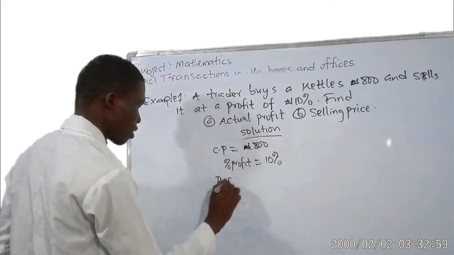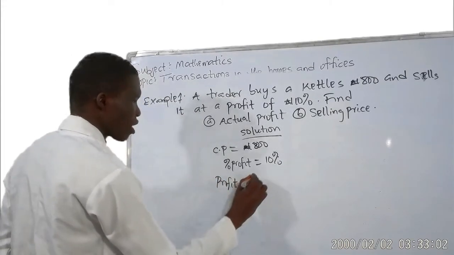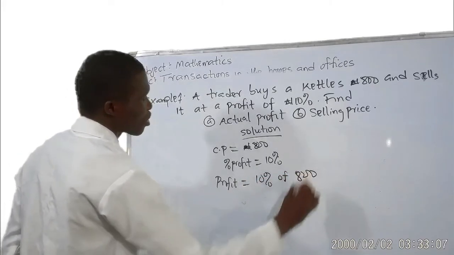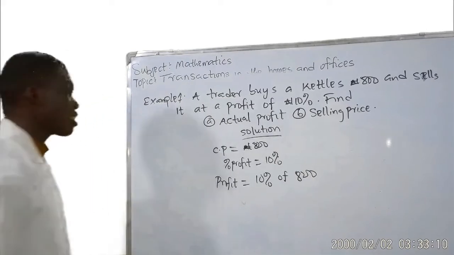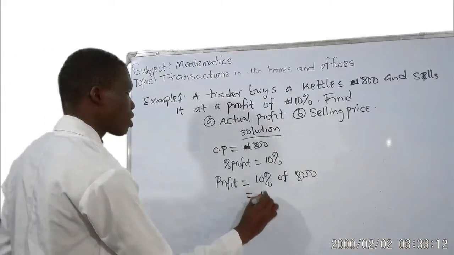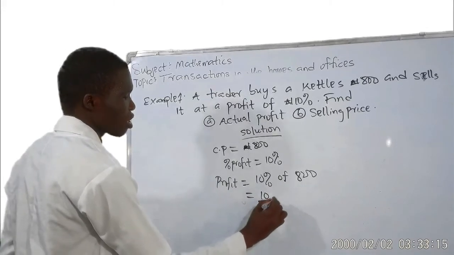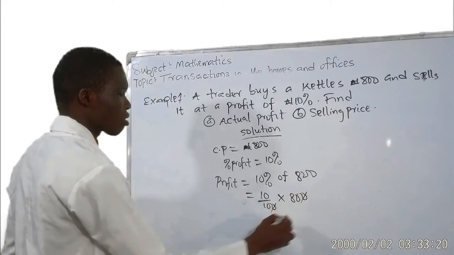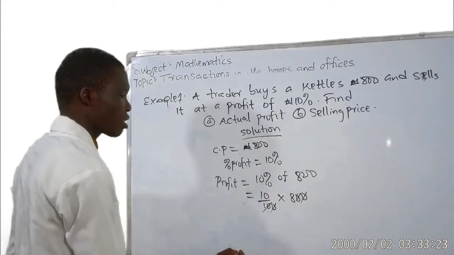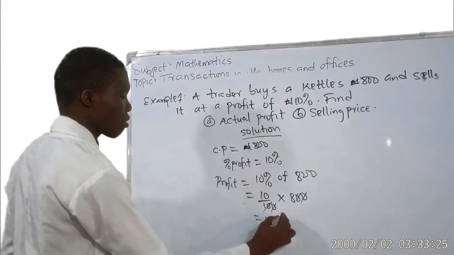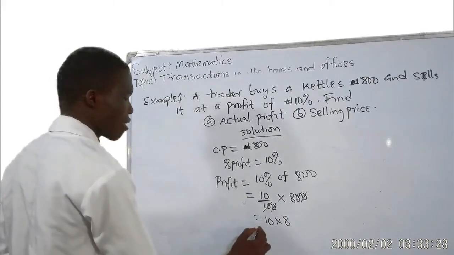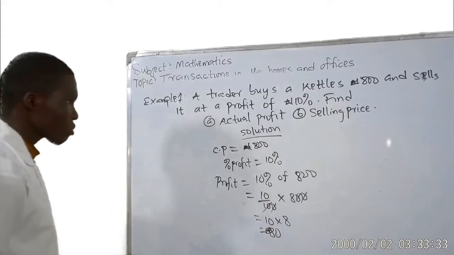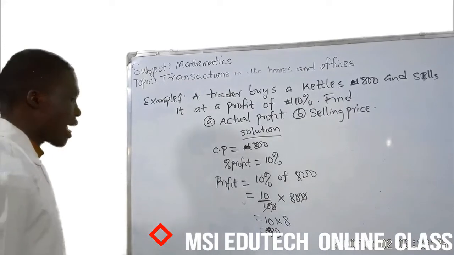Now what we are going to do is, profit is going to give us 10% of 800 naira. Now finding 10% of this will give you 10 over 100 of, which means times 800. This zero will cancel this, this zero will cancel this. This will give us 10 times 8. Now 10 times 8 will give us 80 naira. So that means the profit will be 80 naira.